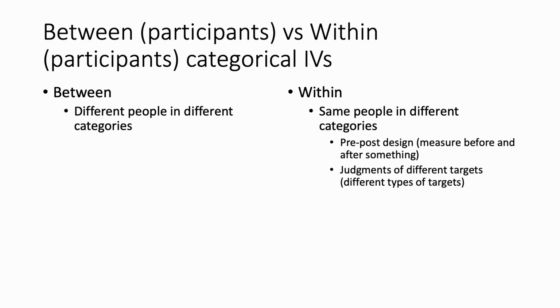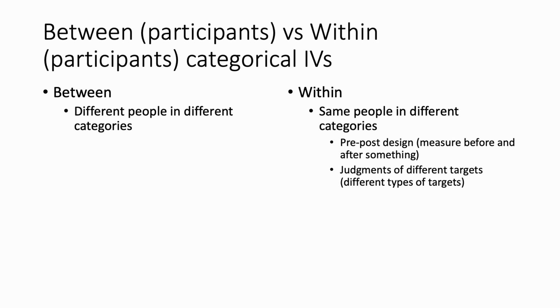You have the same people in all conditions of the independent variable. You're probably familiar with the pre-post design, where you measure a baseline response, do something to your participant, then measure this response again. There are many forms of within designs.